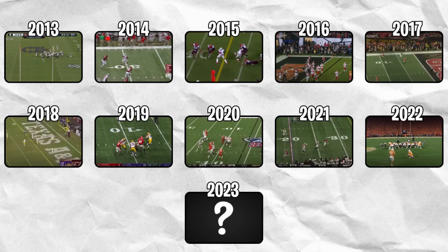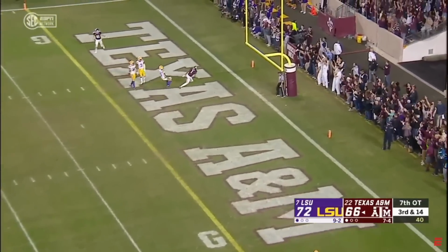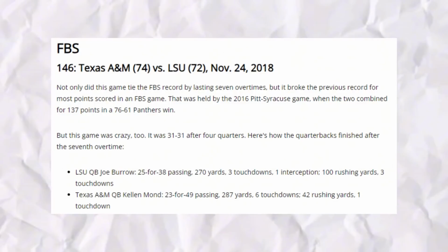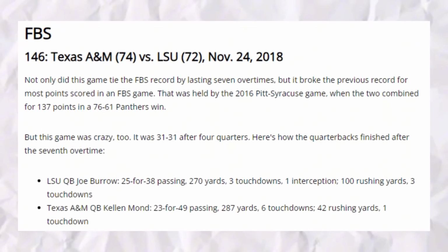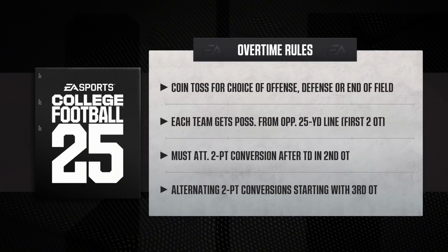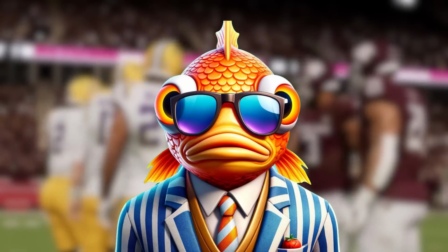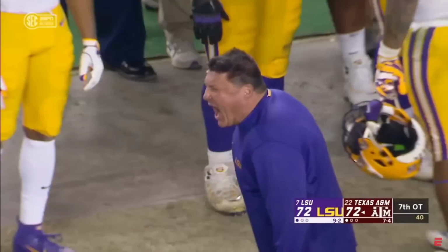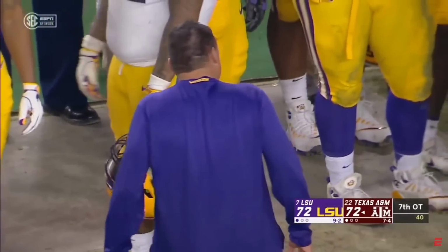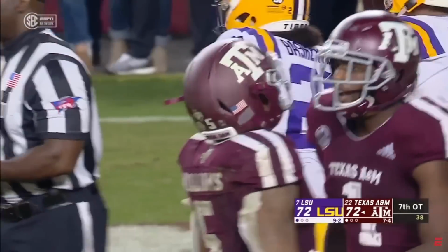And this next one is the 7 overtime game between LSU and Texas A&M. This is the highest scoring game in college football history and completely changed the college football overtime rules. Since the rules are changed, we need to make an adjustment. And here's the thing, to make this play as accurate as possible, I want to finish the game with Texas A&M winning in 7 overtime.